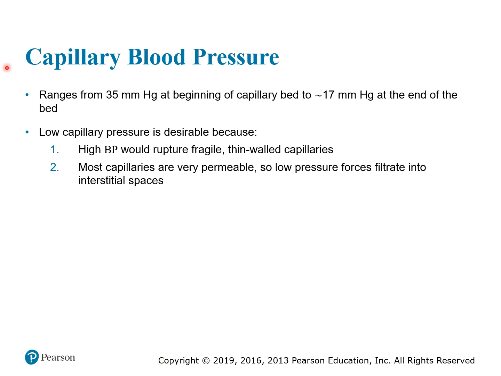So there is also capillary blood pressure. Let's see what it is. It is 35 millimeters of mercury at the beginning of the capillary bed, and as it goes towards the venous end of the capillaries, it becomes 17 millimeters of mercury at the end of the bed.